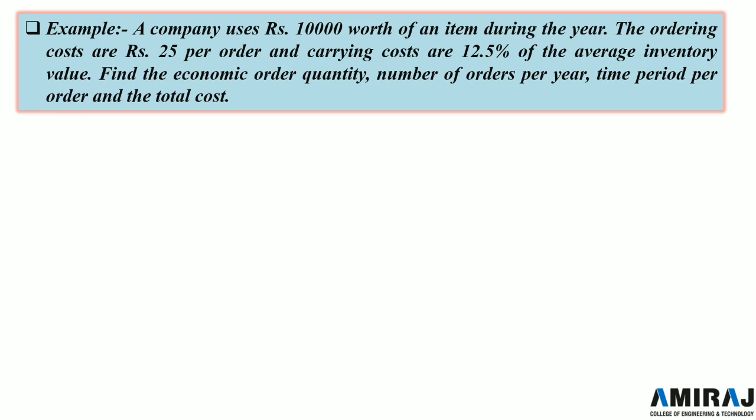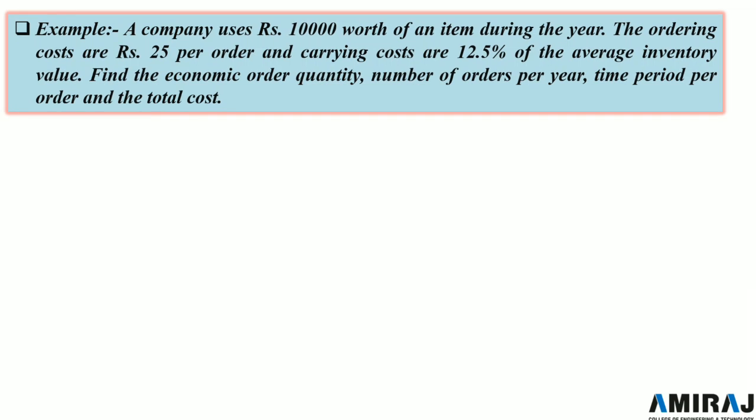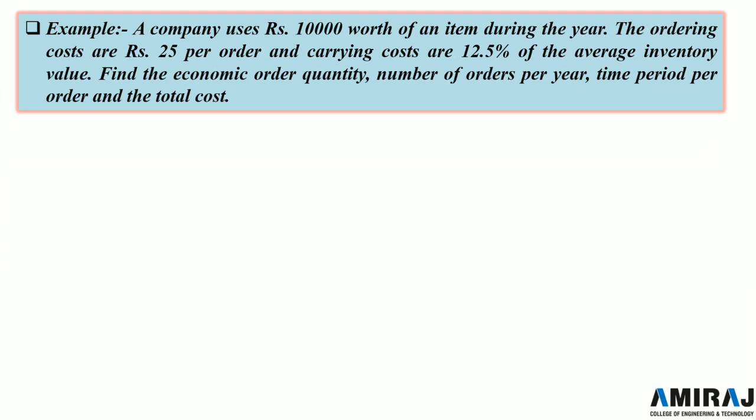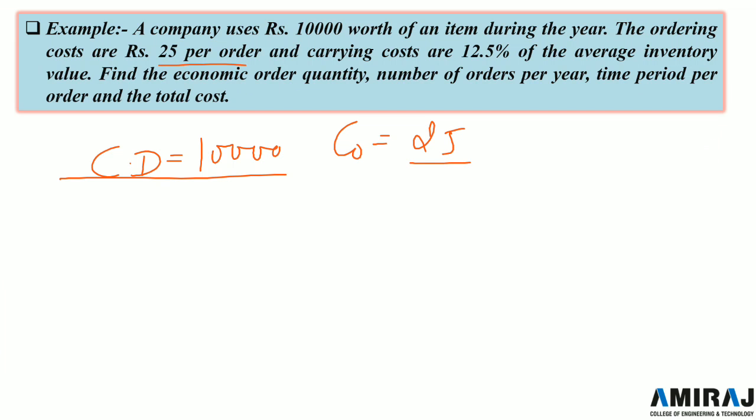So here the product of demand and unit cost is given, so C into D is equal to 10,000. Then the ordering cost CO is 25 per order. Then the CH, the carrying cost or holding cost, is 12.5% of the average inventory available.